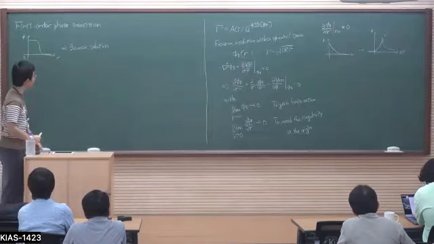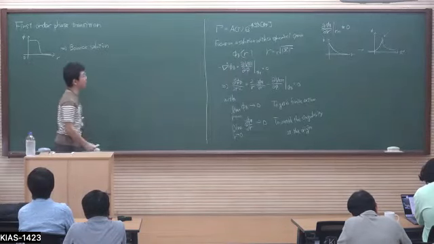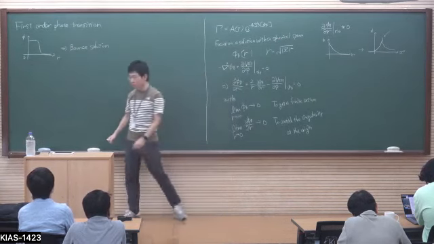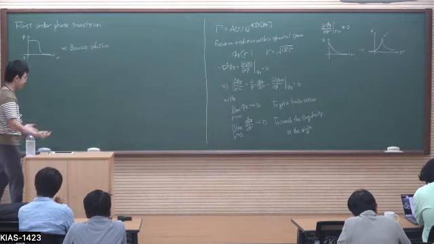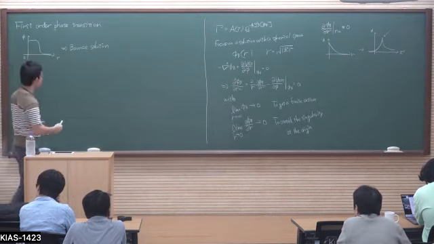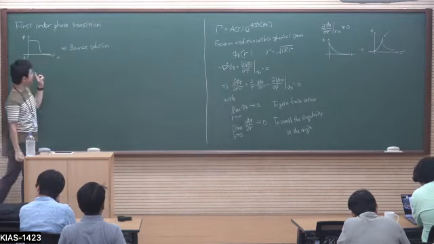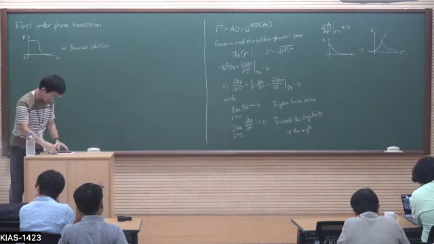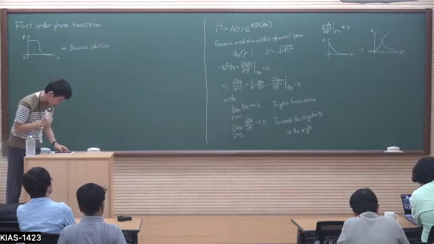So once we obtain the bounce solution, we can discuss the tunneling rate. And by using this tunneling rate, we can discuss the dynamics of the first order phase transition. Therefore, to evaluate the bounce solution is very important when we discuss the dynamics of the first order phase transition.